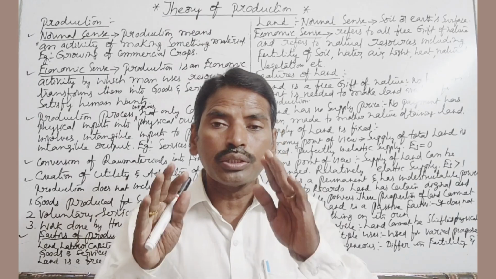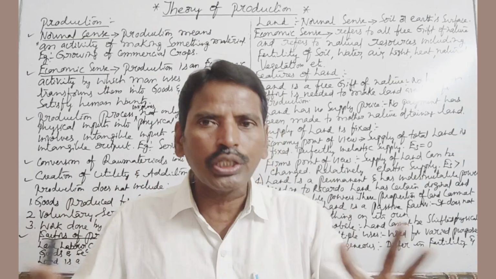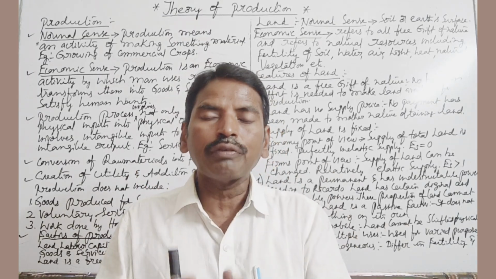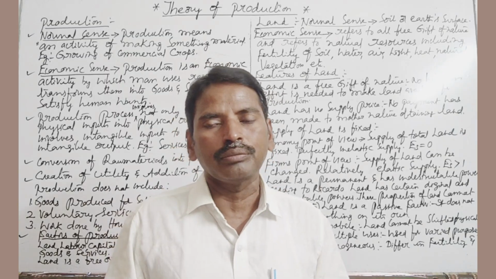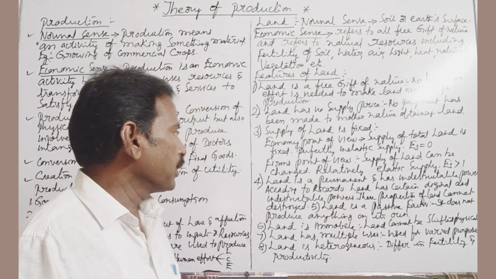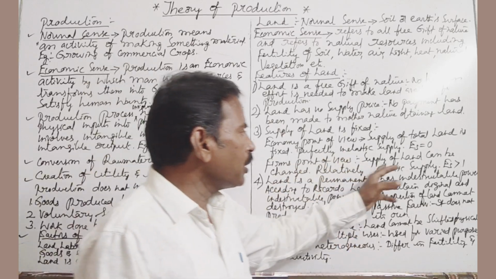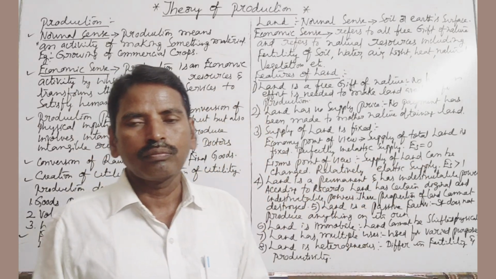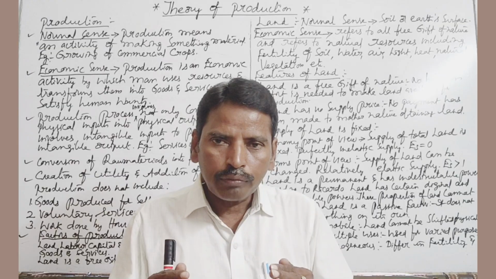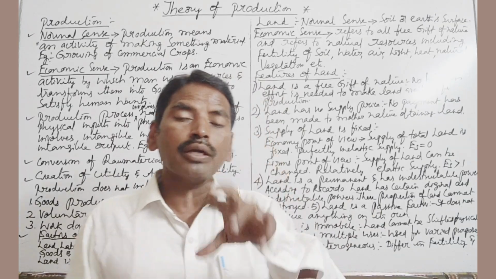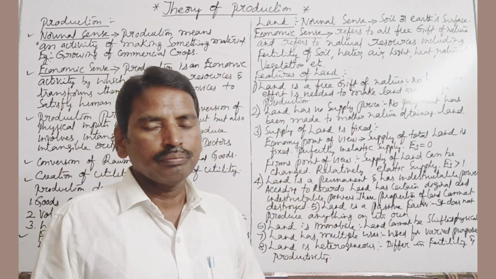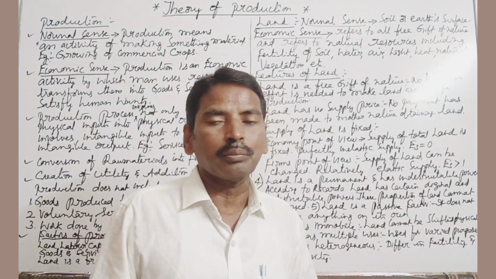So total geographical area of India cannot be changed. Total geographical area of Andhra Pradesh cannot be changed. It is fixed. Next, from the firm's point of view, supply of land can be changed. That is relatively elastic supply.